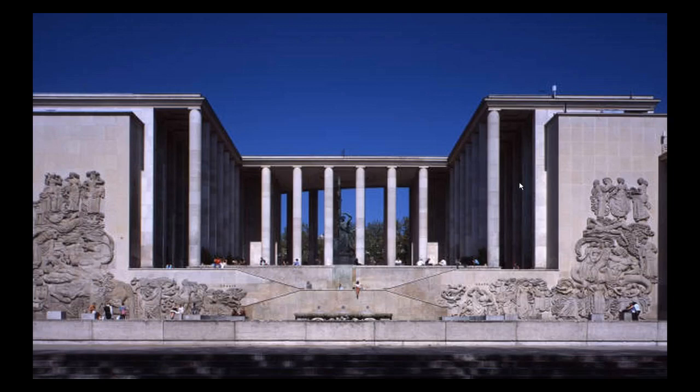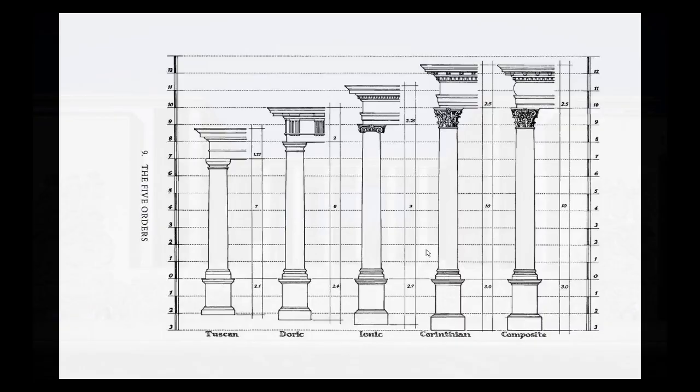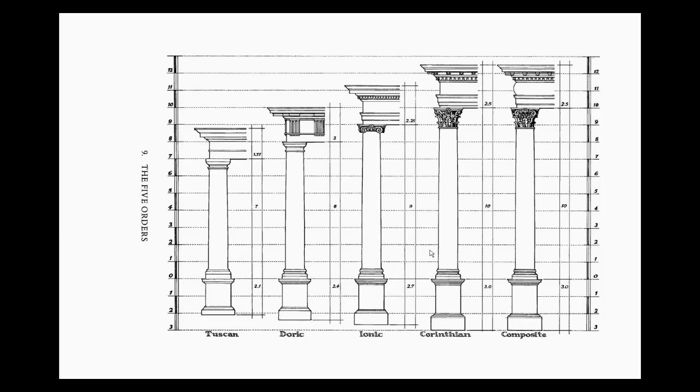So this one is from the early 20th century, 1930s. I will also talk about that later. That's the Palais de Tokyo in Paris. But let's start at the beginning. Every classical building is based on the classic column systems, right? I explained that in another lecture.